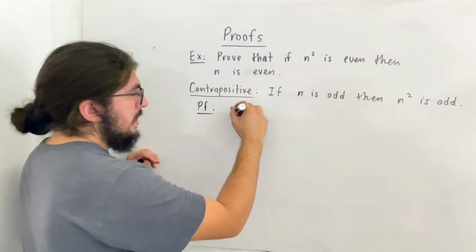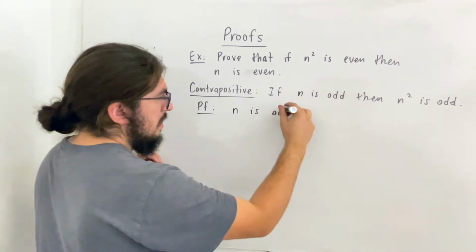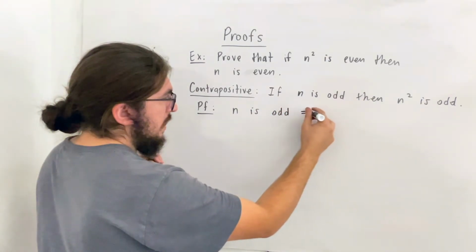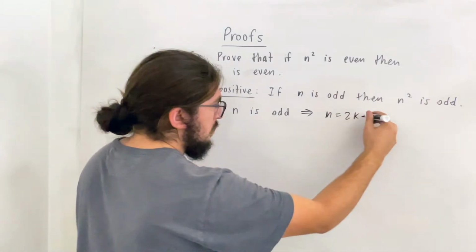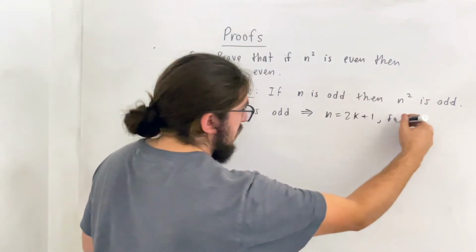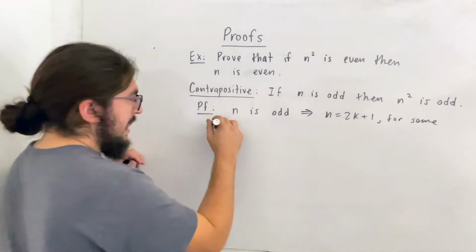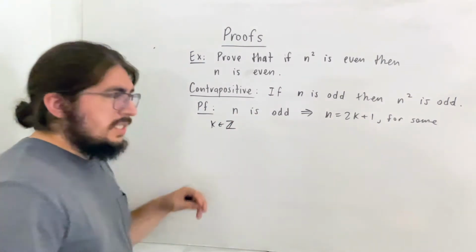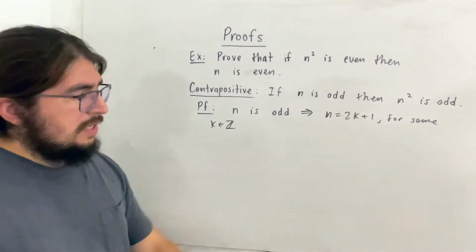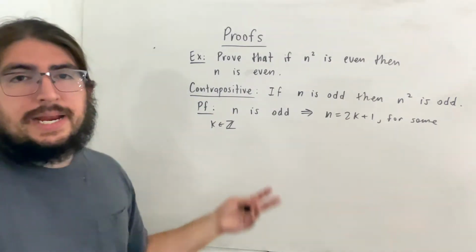So if n is odd, if you didn't know this, you can actually write any odd number as 2 times an integer plus 1. So let me just say for some k in the set of integers, you can also, if you wanted to, say there exists a k in the integers such that n is equal to 2k plus 1. I used that earlier, but here I'm using for some k in the set of integers.